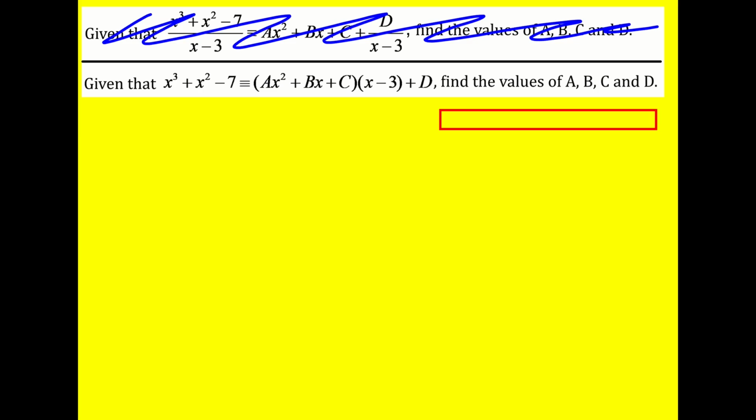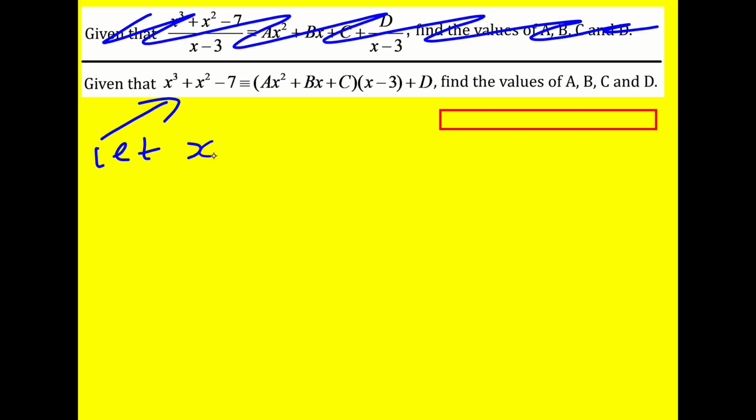But let's imagine you don't spot that, and you either are given the first question and you times through by x minus 3 to give this second part, or you're just given the second question. How could we otherwise find A, B, C, and D? Well, we can revert back to our normal partial fraction techniques. We can do a substitution.